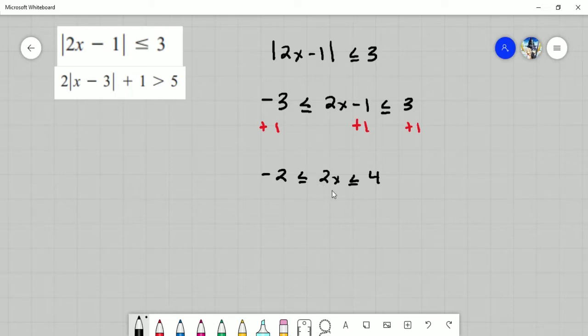Now I need to get rid of that 2 that's being multiplied to my variable, so we're going to divide. We'll divide the 2 into the 4 and also into the negative 2. That way I will have negative 1 less than or equal to x, which is less than or equal to 2.